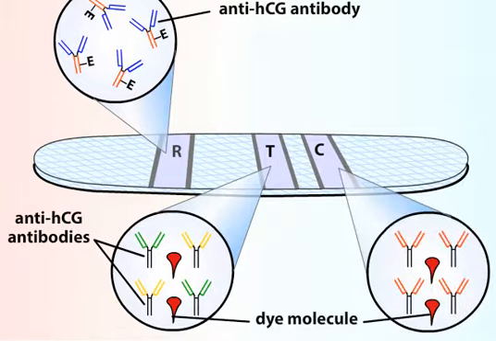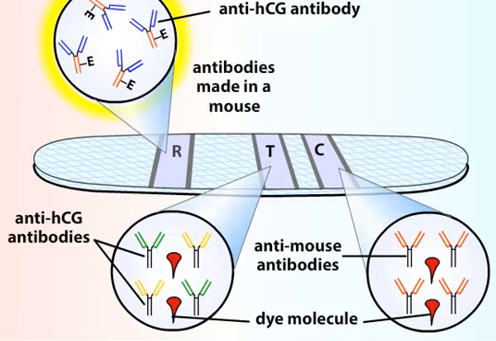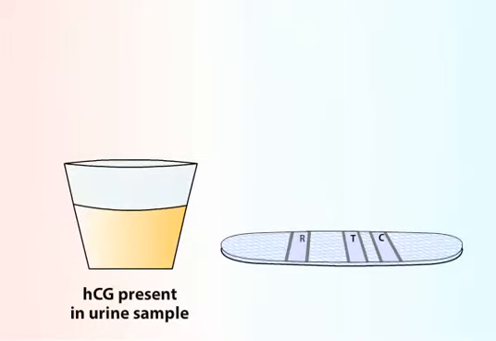The antibodies in the control zone are called anti-mouse antibodies. These anti-mouse antibodies will recognize and bind to the antibodies currently in the reaction zone because the reaction zone antibodies were made in a mouse. The urine of a pregnant woman yields a positive test result.